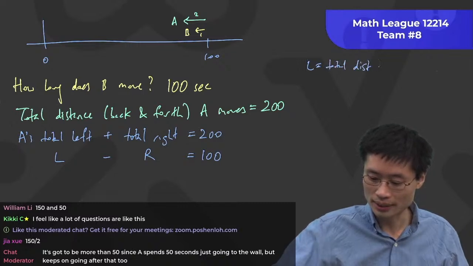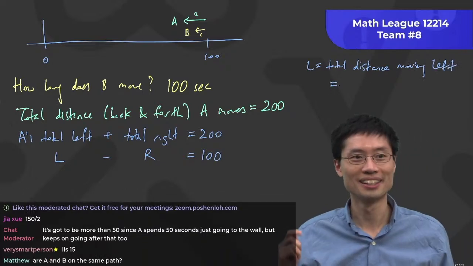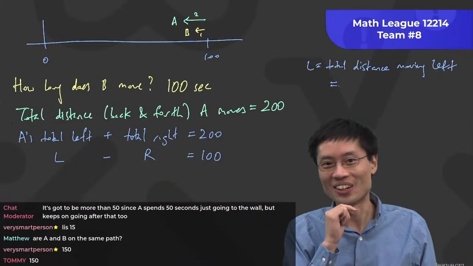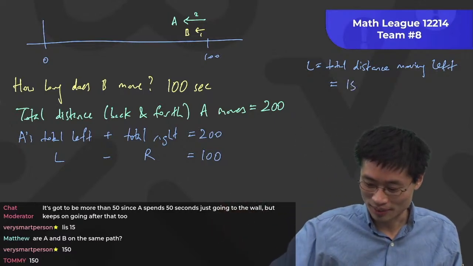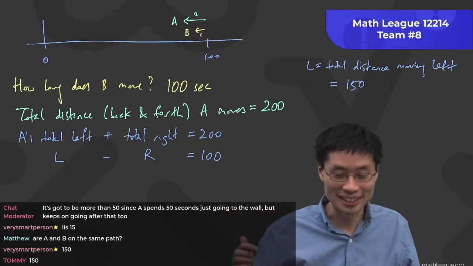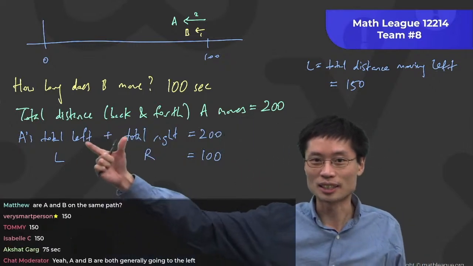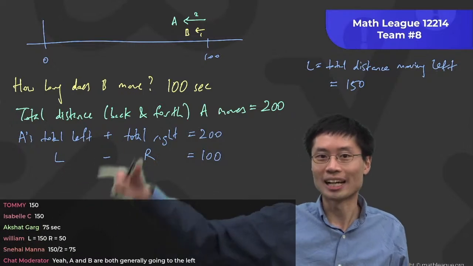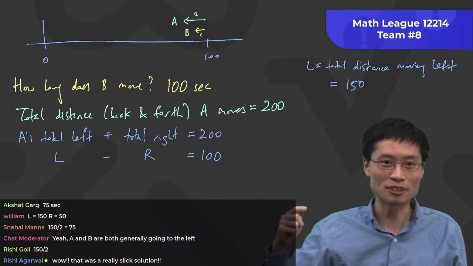Total distance moving left is equal to... What is this? So I have two numbers that add to 200 and the difference is 100. Oh, some people already said it's like 150 and 50. Okay, so it's 150. But you can also see this by doing the usual way you solve equations. You can take this guy minus this guy, and this guy minus this guy will give you two L's. No, it won't. I want L, so I add them. So I get two L's is 300. Half of that, L is 150.